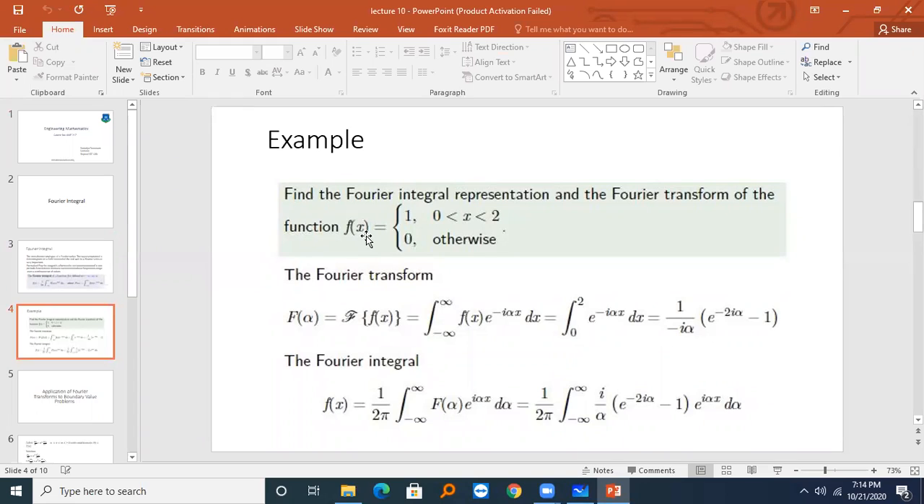So find the Fourier integral representation and the Fourier transform of the function f of x equals 1 for 0 to 2 range, and otherwise it will be 0.